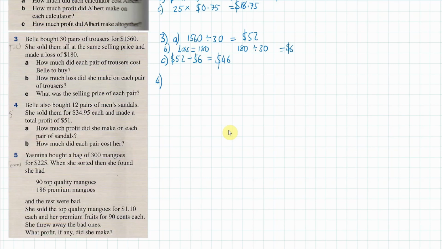She also bought 12 pairs of men's sandals. She sold them for $34.95 and made a total profit of $51. How much profit did she make on each pair of sandals? Okay, so if she made a total profit of 51, that means that the profit on each pair of sandals is the 51 divided by 12. So if we do that, what do we get? 51 divided by 12 gives us 4.25 profit on each pair of sandals.